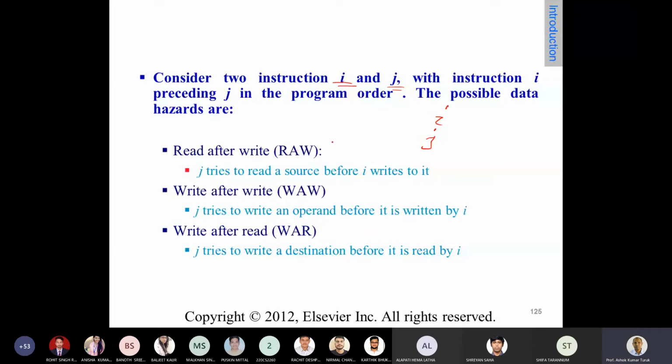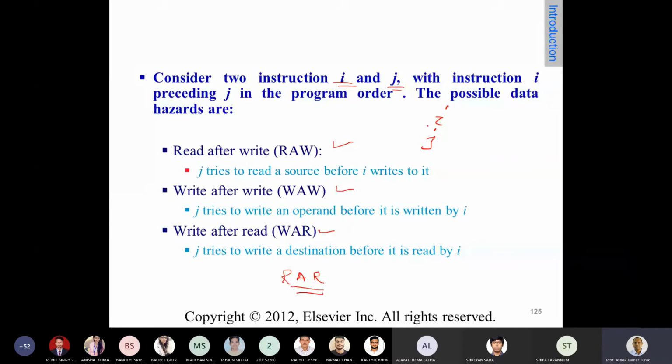One is called read after write, the other is called write after write, and the third is called write after read. While we discuss instruction level parallelism in detail, we will discuss these hazards in detail, but let's understand these three terms. Now, what does read after write say?